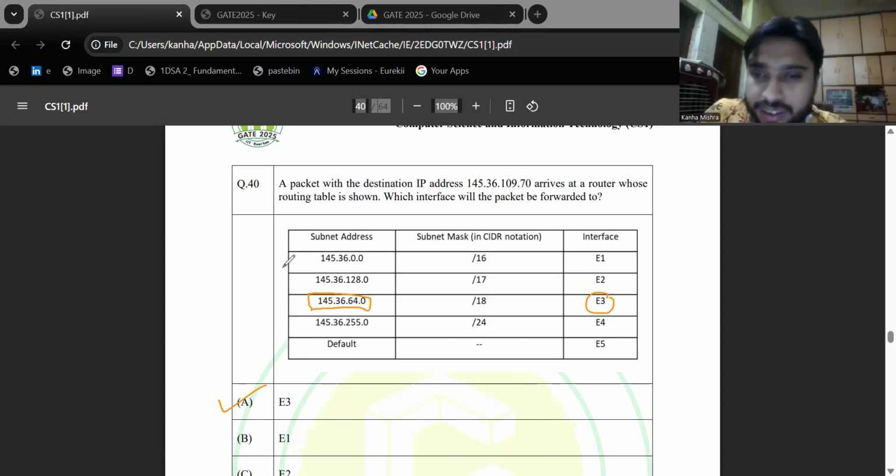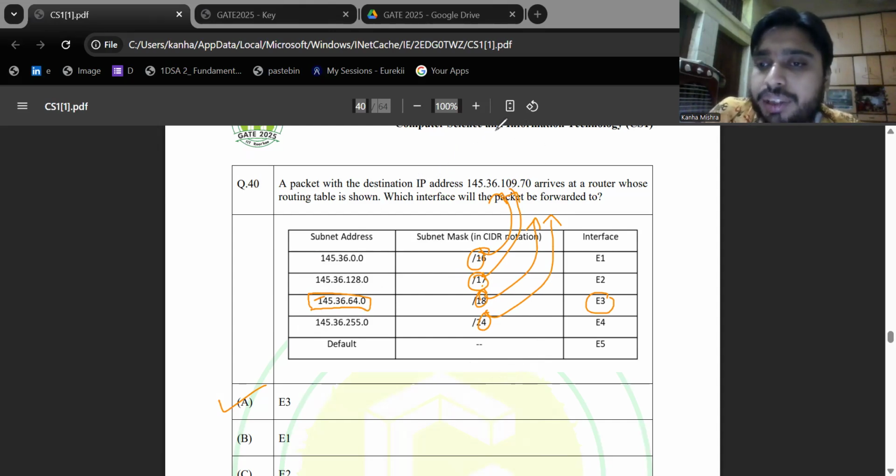The process is the same. I did it for one and it is not matching. You have to repeat this process for the remaining subnet addresses: use the subnet mask and perform the AND operation with the given IP address. If the result matches the subnet address, then this is the interface where the packet will be forwarded to.